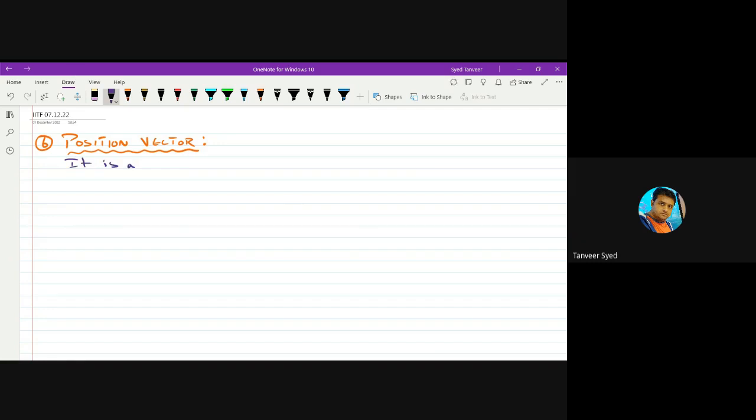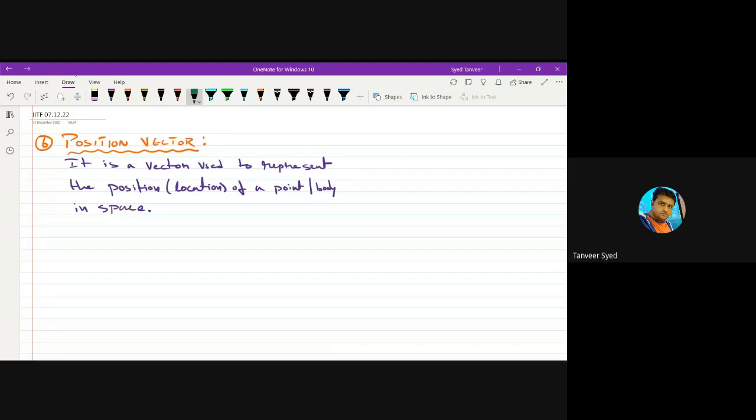So it is a vector used to represent the position. Position means location, exact location of a point or body in space. Space does not mean outer space. Space means the region around us. We call it a position vector. Okay.